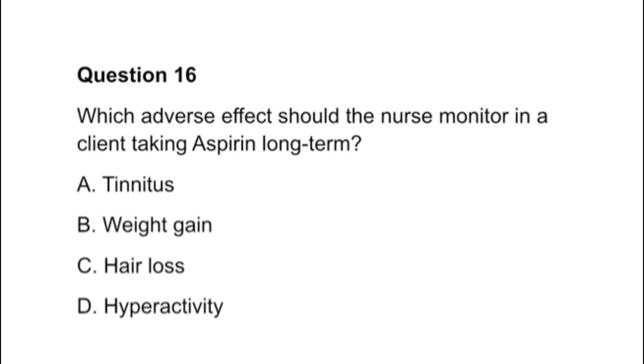Question 16. Which adverse effect should the nurse monitor in a client taking aspirin long-term? A. Tinnitus. B. Weight gain. C. Hair loss. D.